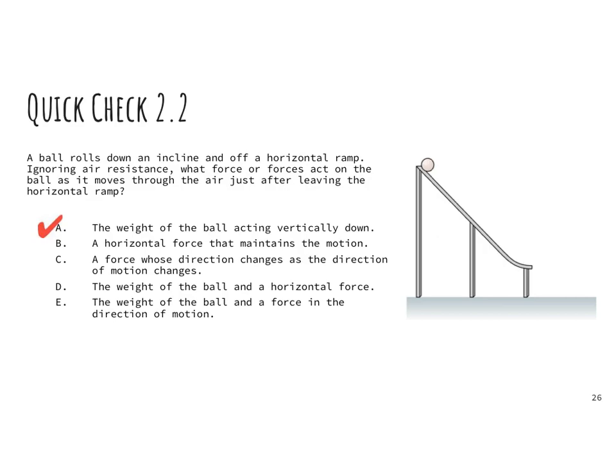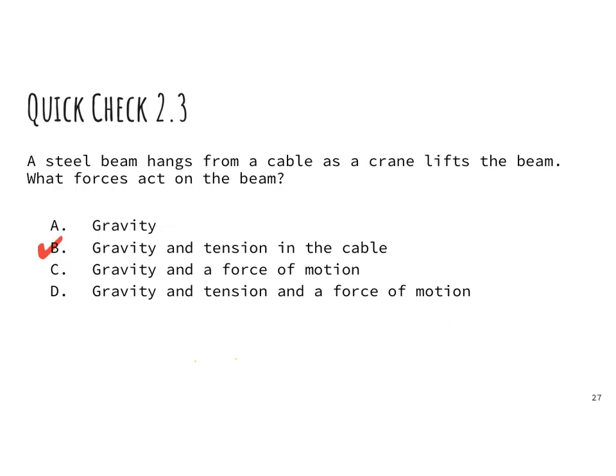Okay, so we have our quick little catalog of forces. We got one quick check. A ball rolls down an incline and off of a horizontal ramp, ignoring air resistance, so we're ignoring that drag. What force or forces act on the ball? Well, as it goes through the air, we've talked about this already. This is free fall acceleration, so the only force is the weight of the ball acting vertically down, the force of gravity.